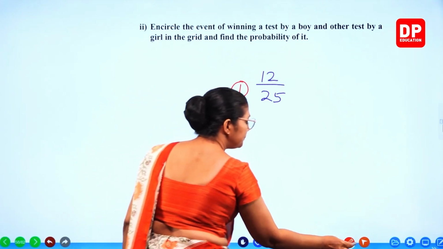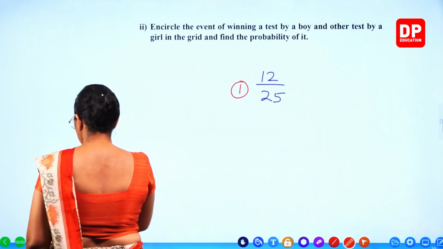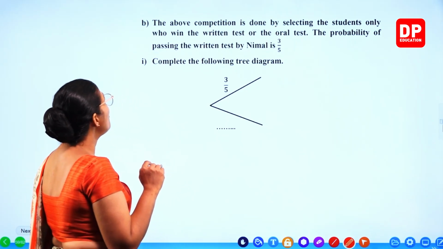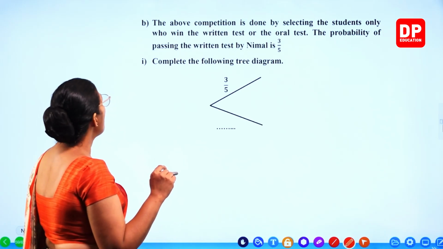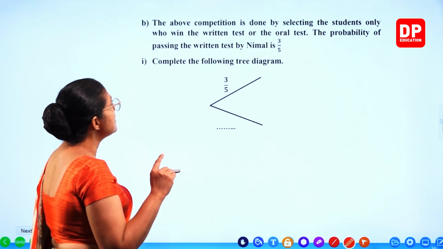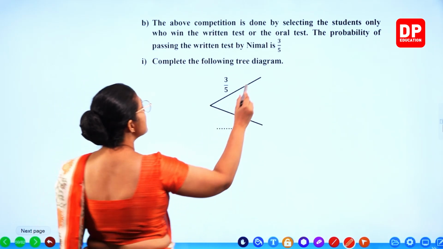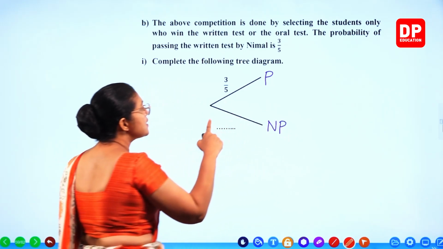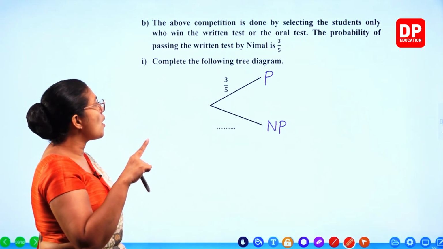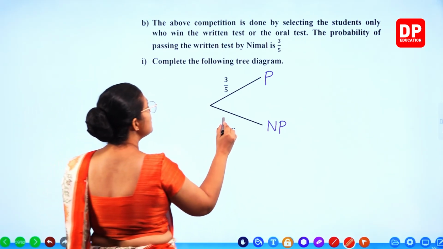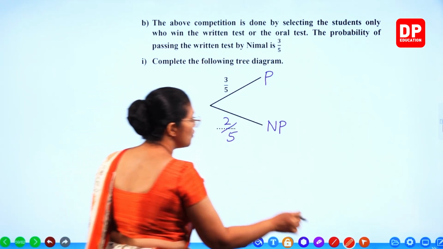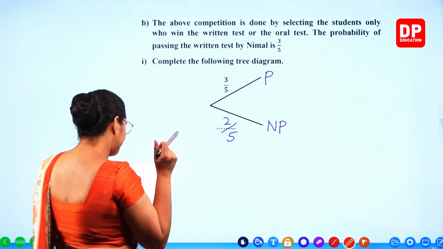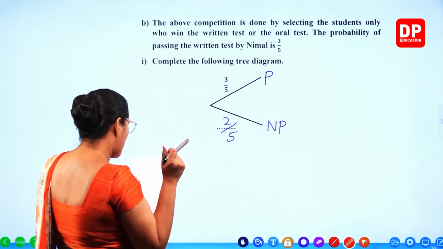Then part B. The above competition is done by selecting the students only who win the written test or the oral test. The probability of passing the written test by Nimal is 3/5. So this is passing, given. Complete the following tree diagram. So this means not passing. So what's the probability here? The whole thing is 1. So 1 minus 3/5, that means 2/5 is here. So showing that on the tree diagram, you are getting 2 marks.